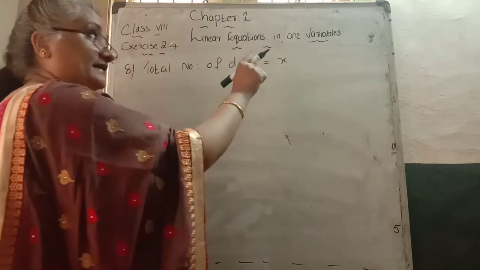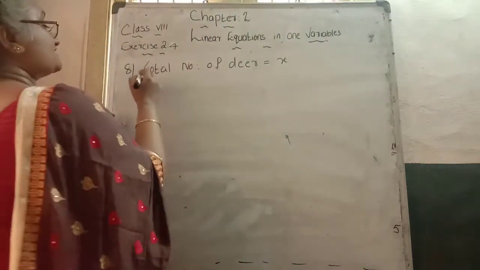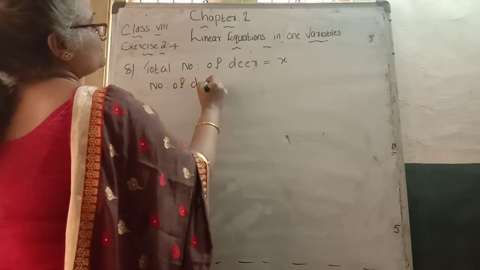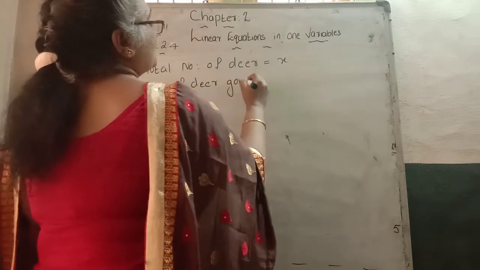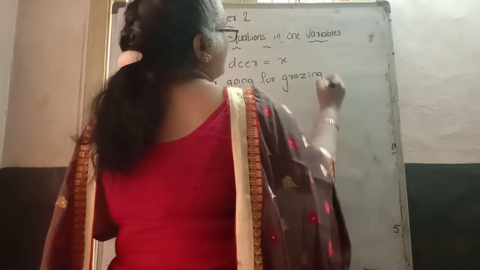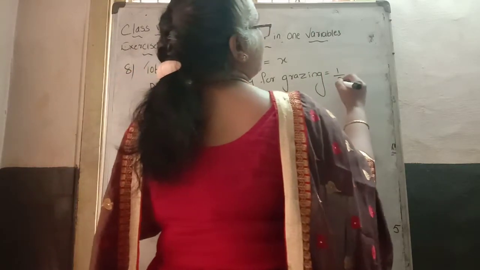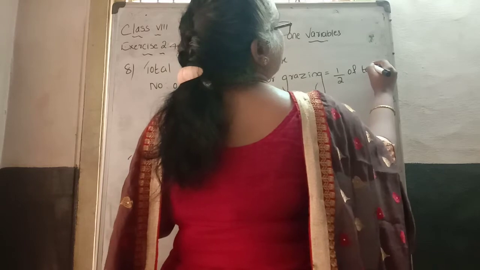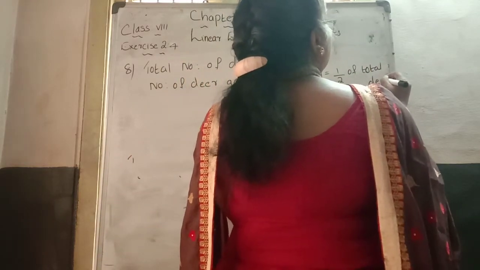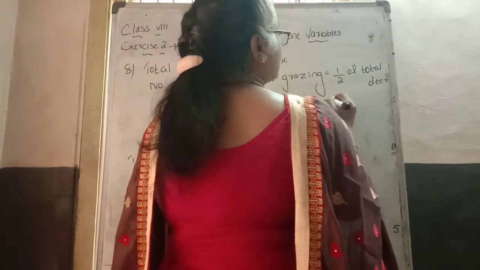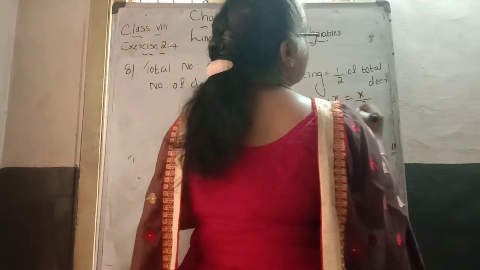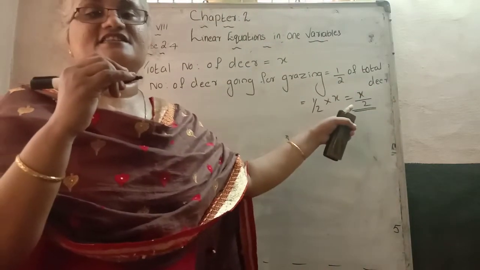The first line says the total number of deer is x. Of that total, half are going for grazing. Number of deer going for grazing is equal to half of the total number of deer. Half, meaning multiplication, into total deer x. That means x/2 deer are going for grazing the field.